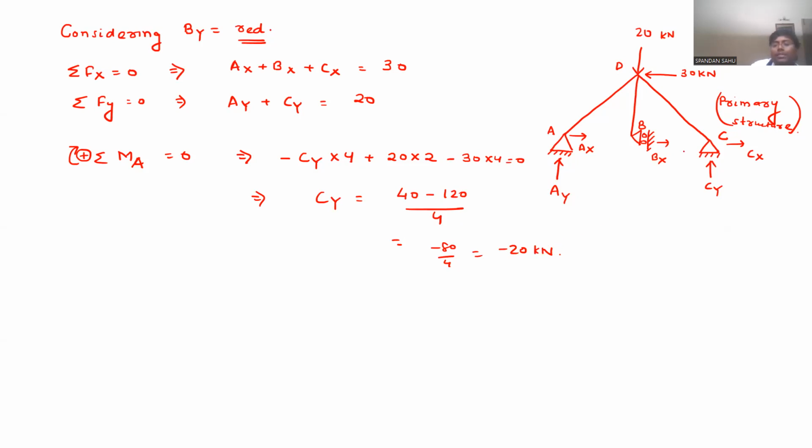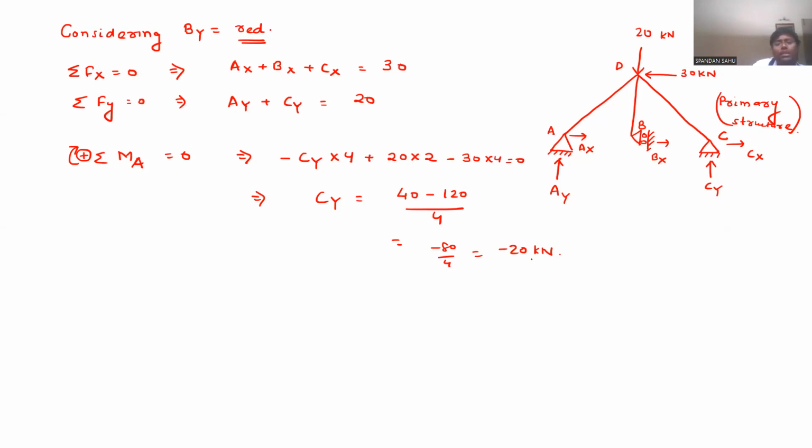Now see, for this primary structure, how easily you are getting all those support reactions. But for the original structure, though it is stable, it will be cumbersome to calculate all those support reactions and member forces. But when you take this primary structure, your work is getting quicker and easier.